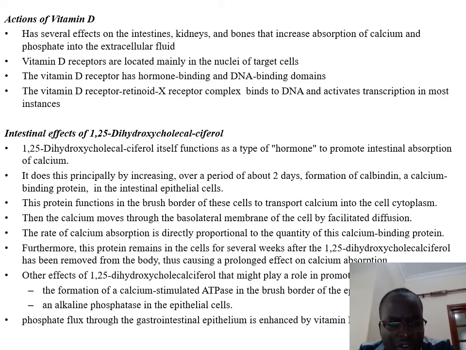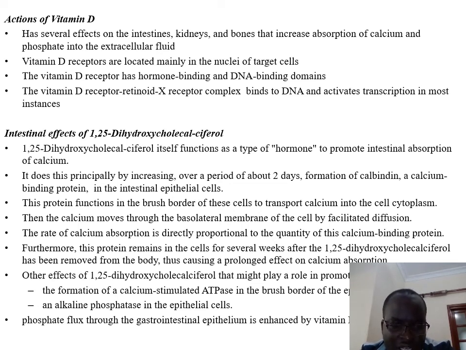The intestinal effects of 1,25-dihydrocholecalciferol. The 1,25-dihydrocholecalciferol itself functions as a type of hormone to promote intestinal absorption of calcium. How? It does this principally by increasing, over a period of 2 days, the formation of calbindin, a calcium binding protein. So it's going to increase the production of calbindin in the intestinal epithelium cells, so it will increase the absorption of calcium in the intestinal epithelium cells.